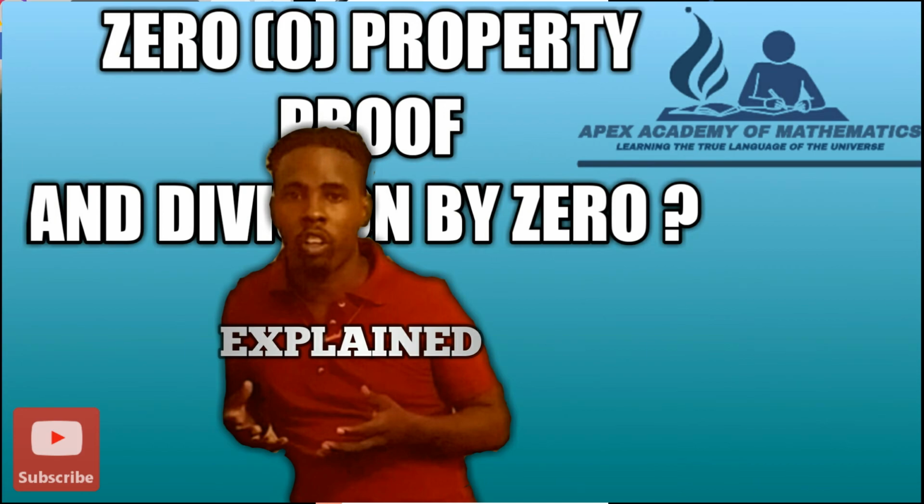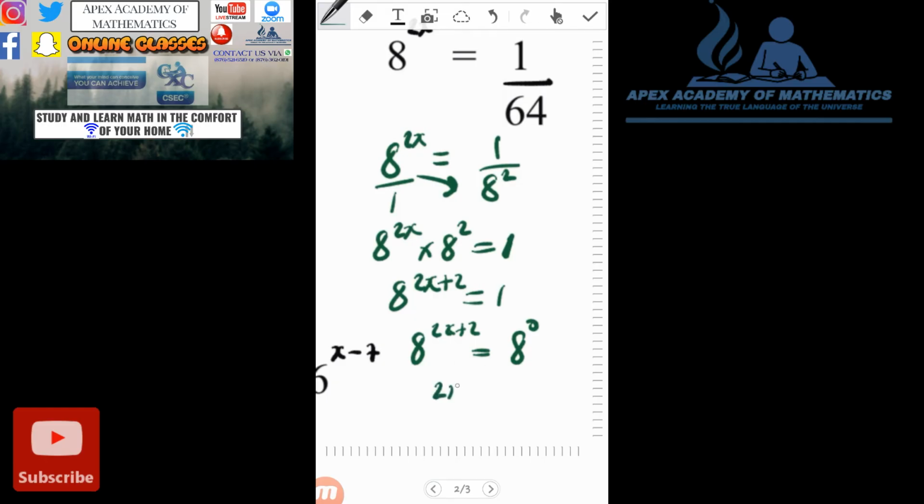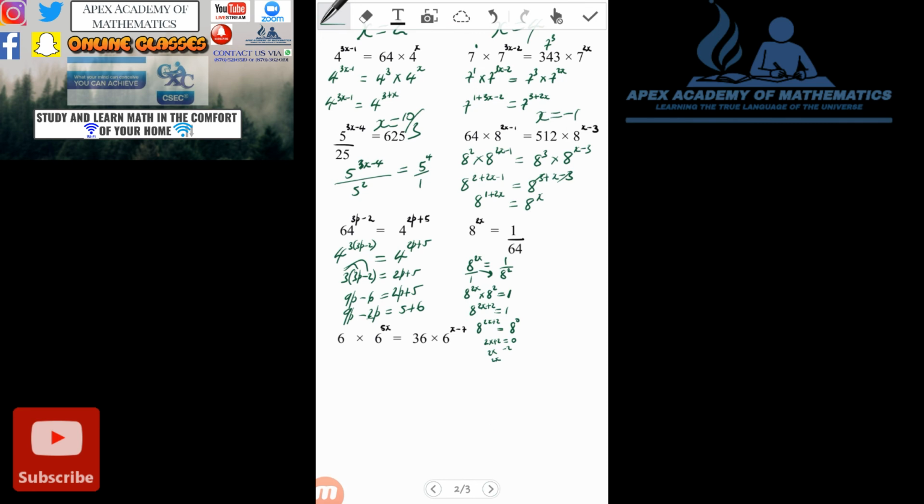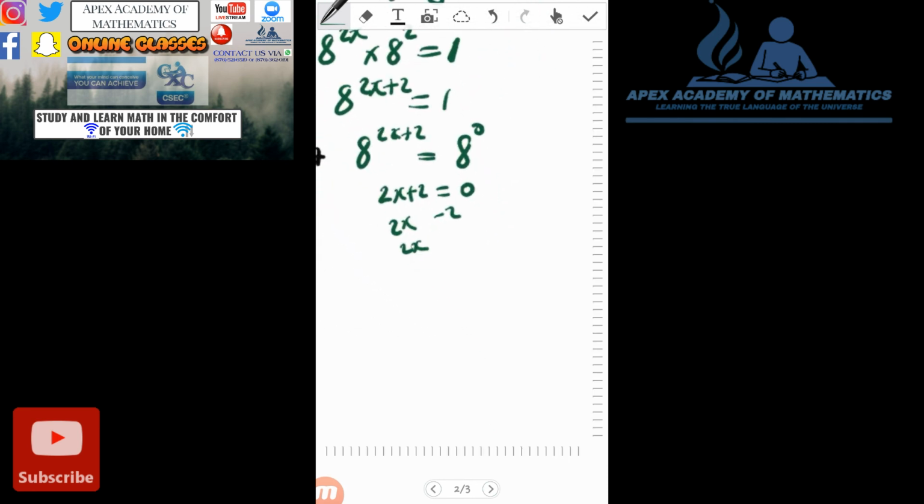Okay, so now that we have the same base here, we have 2x plus 2, and that's going to be equal to 0 because of the equal base property. Bring that positive 2 to the other side, so we have 2x is equal to minus 2, and if we divide both sides by 2, we easily get x equal to minus 1. All right, so that cancels there, so x is equal to minus 1.